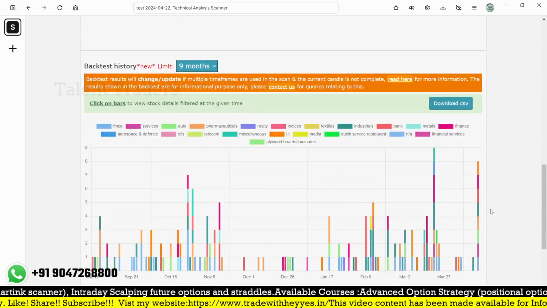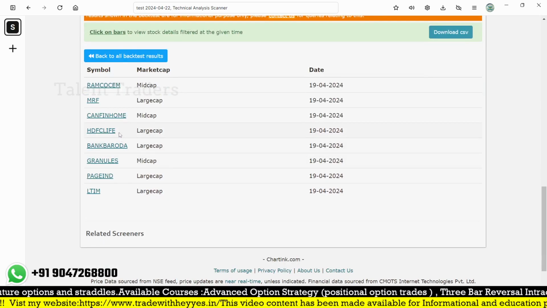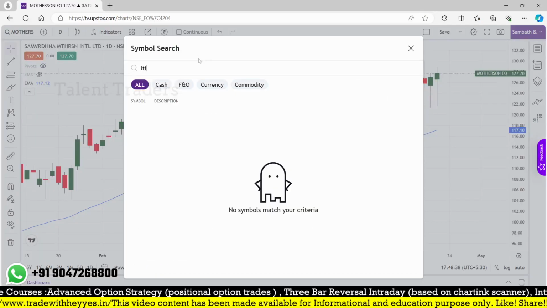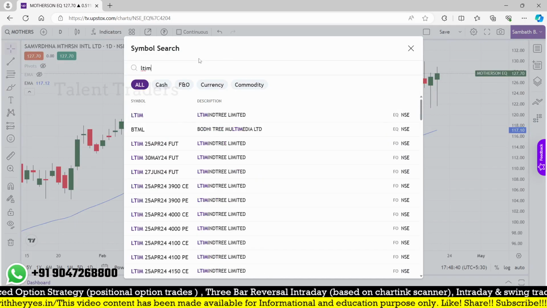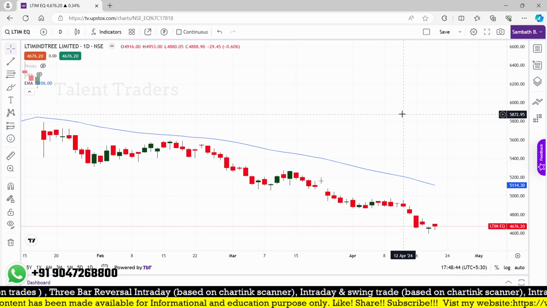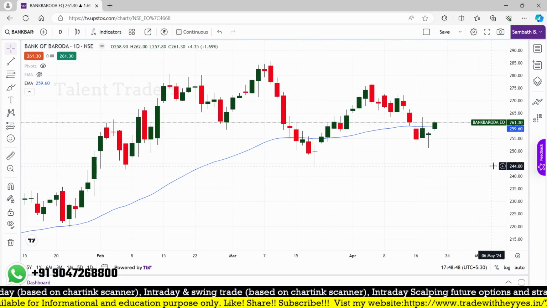Okay, so we find a very few number of stocks. I think yesterday there was a very huge number. So HDFC Life, Bank of Baroda, LTI Mindtree. So LTI Mindtree yesterday is a hammer, okay, at the lowest level. Bank of Baroda, that would also be a hammer below the moving average.